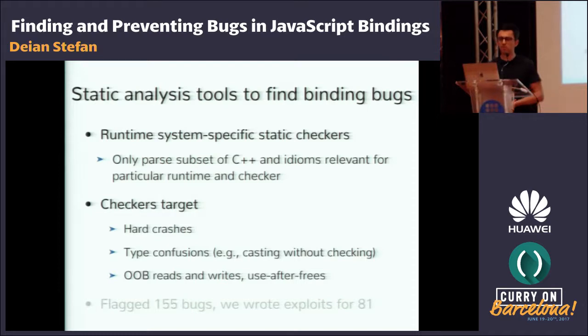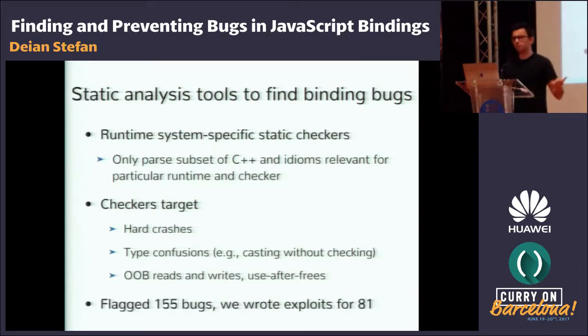So one is hard crashes. We look to see when you are using a hard crashing API, or when you have an assert that you probably shouldn't have, an assert that can be triggered by JavaScript code. We also check for type confusion. So when do you actually use a value without checking its type? When do you do casting? And of course, out of bounds reads and writes. And finally, some use after free in the context of the PDFium API.